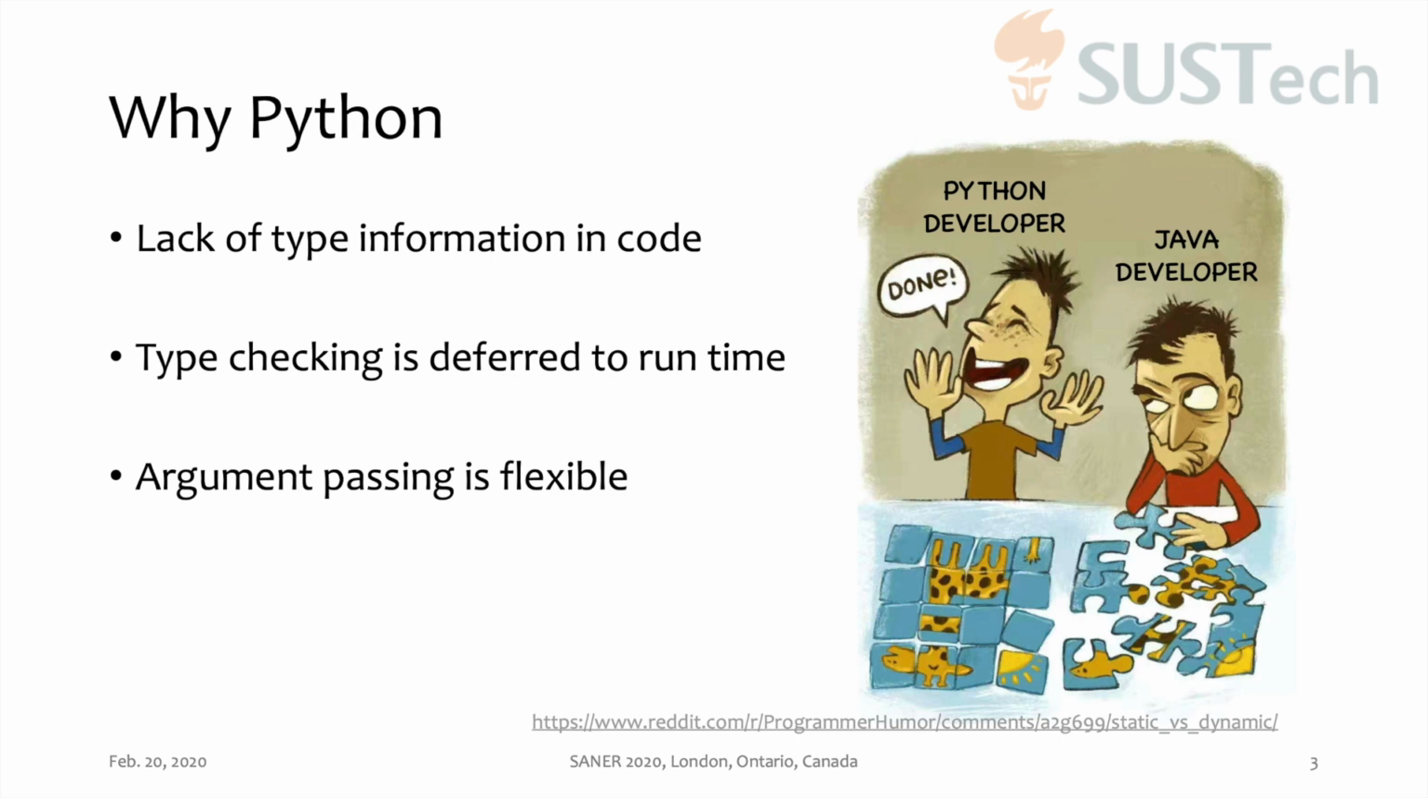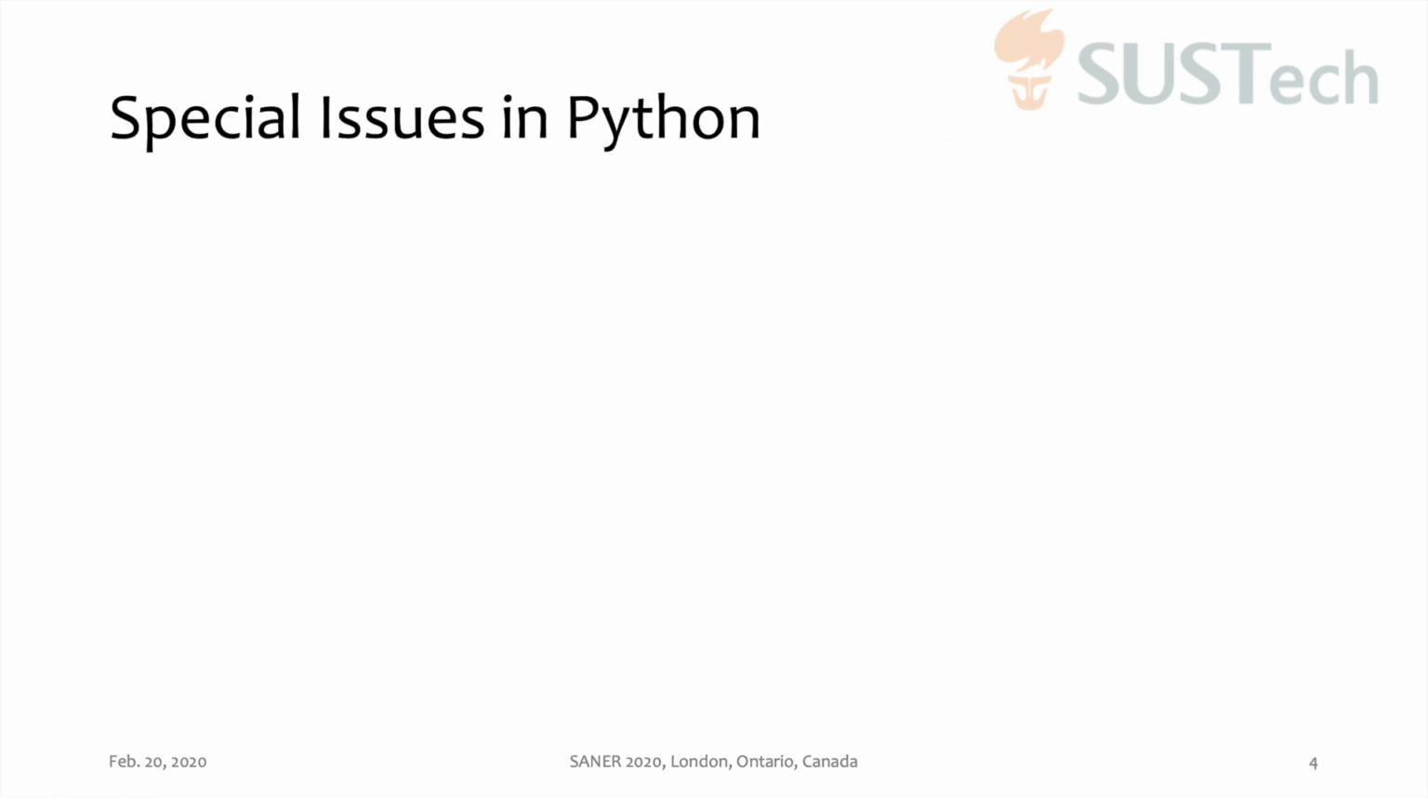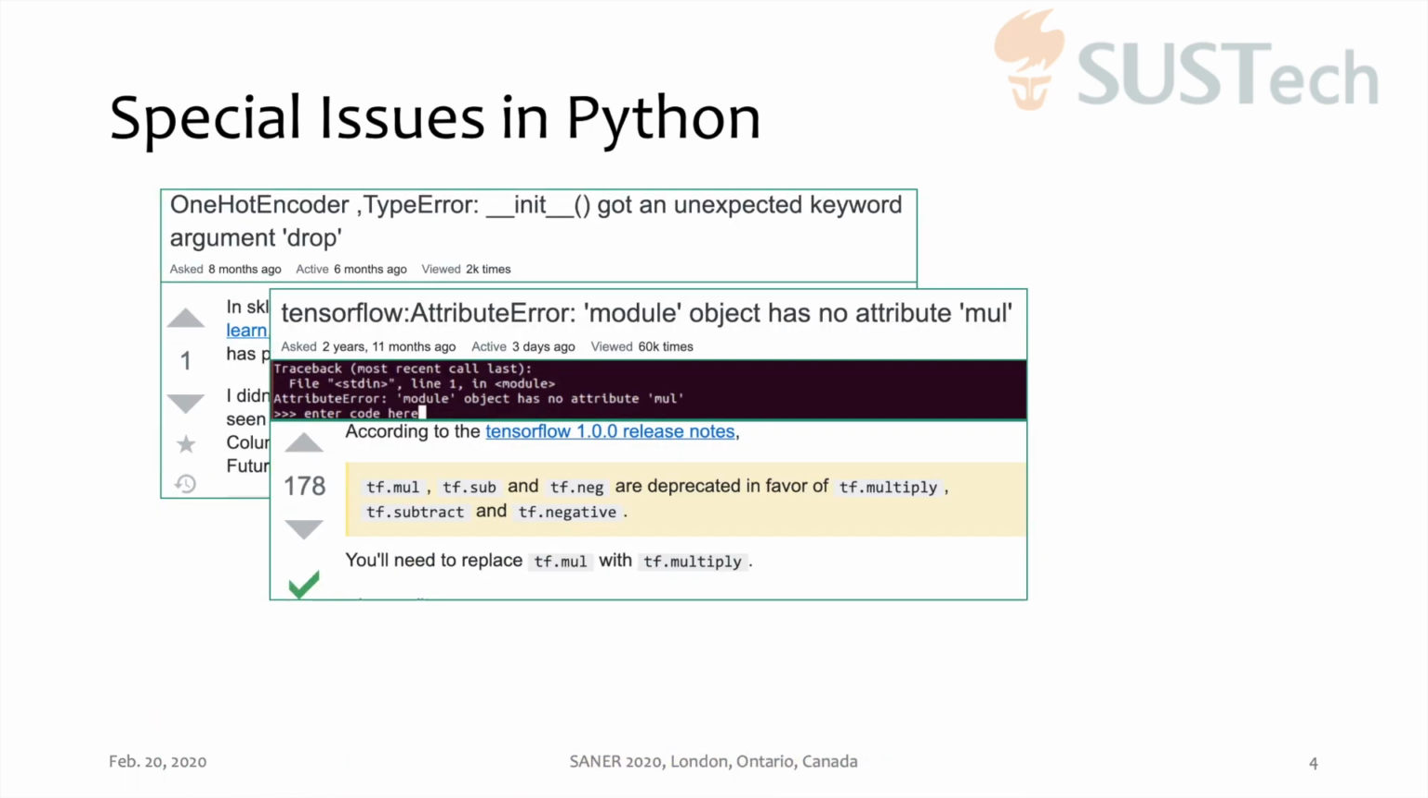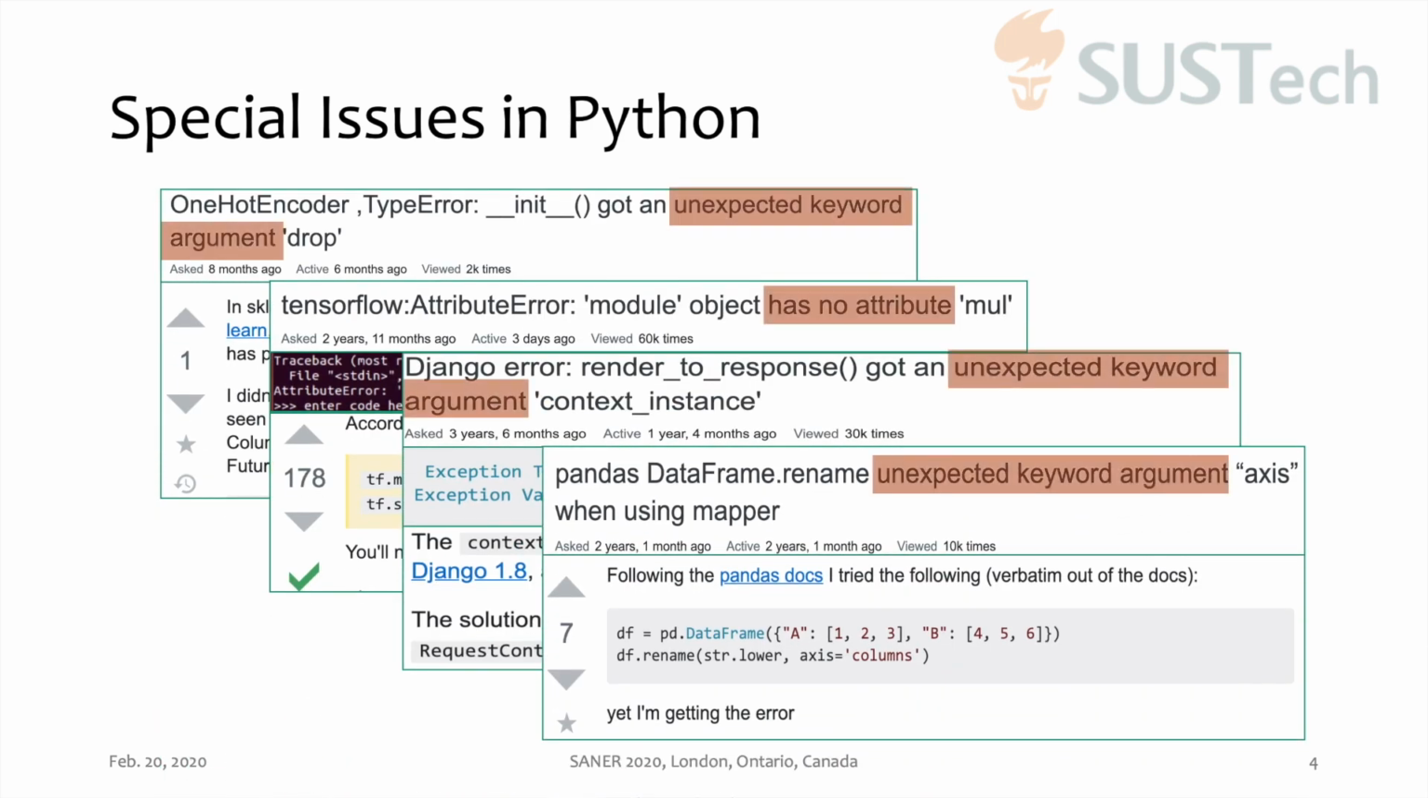to cause compatibility issues. In practice, there are lots of issues in Python caused by such language features, and they result in different types of runtime exceptions. These are examples on Stack Overflow. Here, the unexpected keyword arguments are due to parameter changes, and the attribute error is due to API relocation.